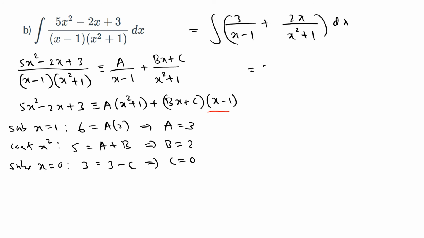So the first one is 3 natural log x minus 1, and the second one, you can see using the four formula trick, the top is the derivative of the bottom. So since the top is the derivative of the bottom, this is just a natural log of the bottom function. Since this is positive, we just use the parentheses. Plus c. So that's the answer for the second part. Okay, so it's a very simple one.